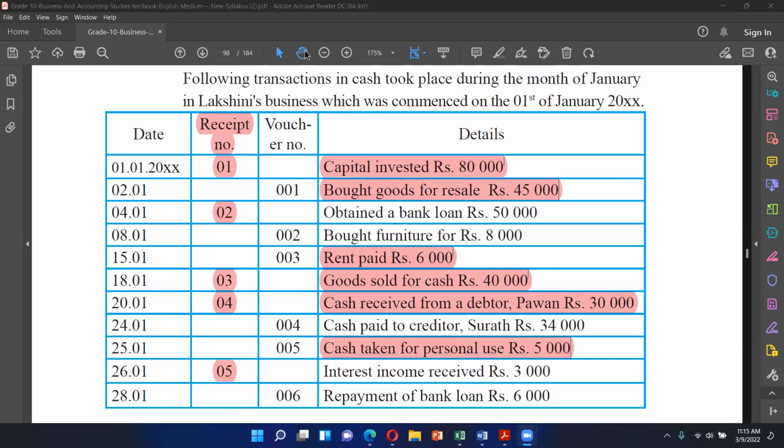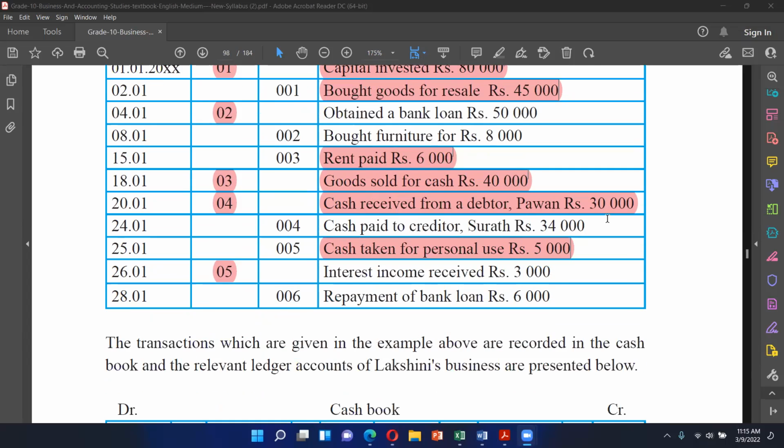And we'll ask Rehara Binoli, 26th transaction. Cash account debit, interest income account credit. Very good. Cash account debit, interest income account credit. The last one. Sasitma. Bank loan account debit, cash account credit, 6,000.